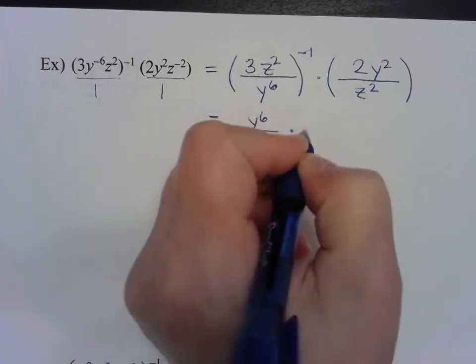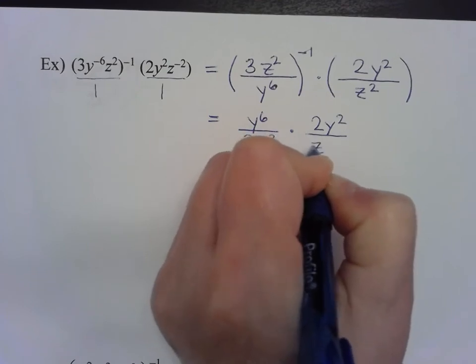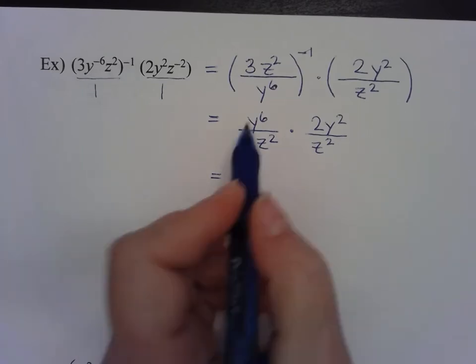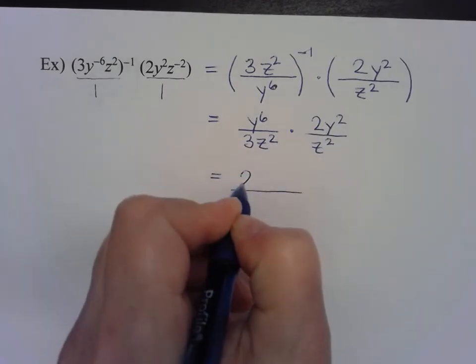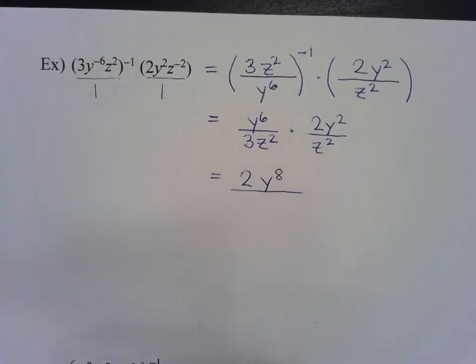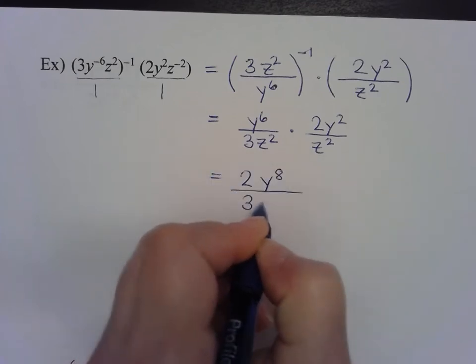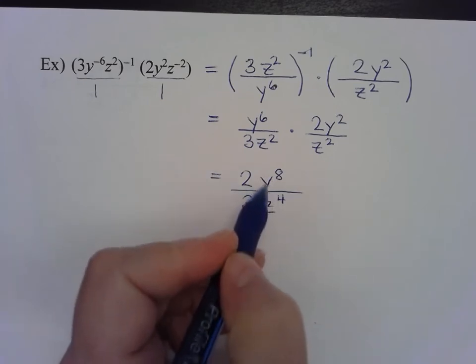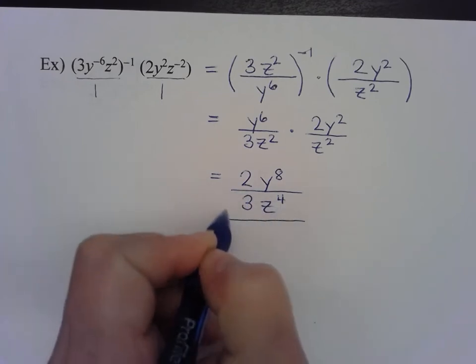Okay, now we could leave the parentheses. I'm going to go ahead and take them off since we're about to combine everything together. All right, now we're multiplying fractions. So we're going to multiply the tops together. Y to the 6th times y squared should give us y to the 8th. And z squared times z squared should give us z to the 4th. Because these are different variables, we can't really simplify this part any further. 2 can't be divided by 3, so we're done.